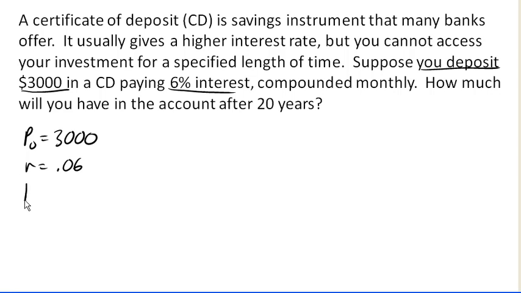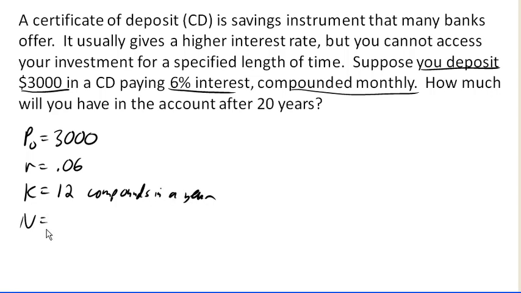How many compounds am I going to do in a year? So we're compounding monthly. Monthly means there's 12 compounds in a year. And finally, we need to know how many years we're investing our money for. And so we're told 20 years is what we're looking at. And so there we go.